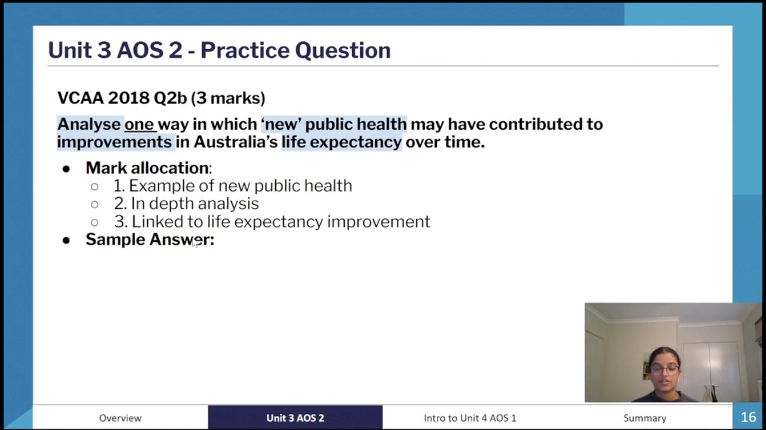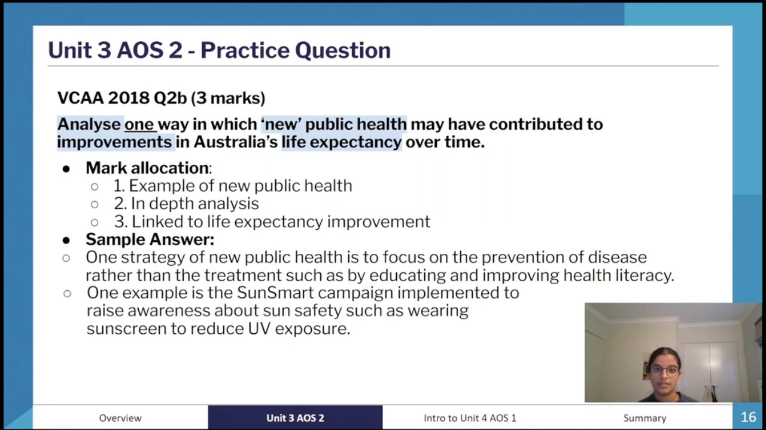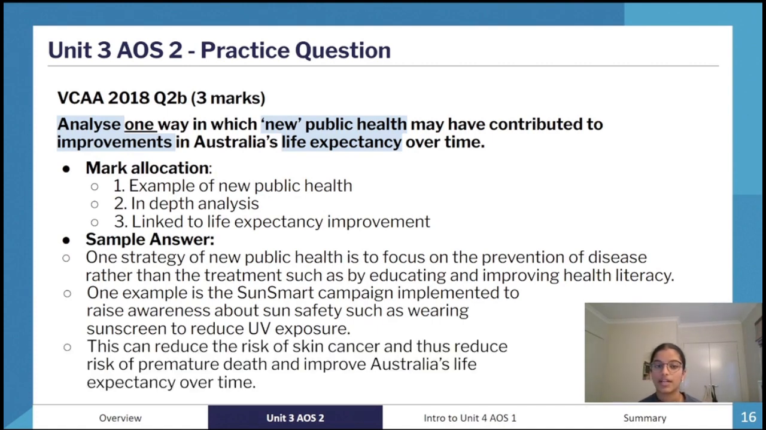A sample answer that I've provided is: one strategy of new public health is to focus on the prevention of disease rather than the treatment, such as by educating and improving health literacy. One example of this is the SunSmart campaign, implemented to raise awareness about the risks of UV exposure and how to reduce it by wearing sunscreen. A lot of you would be familiar with that because most of us were educated about this in our schools under this model. This can reduce the risk of skin cancer and thus improve Australia's life expectancy over time.